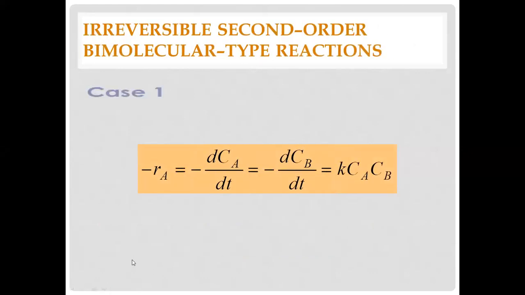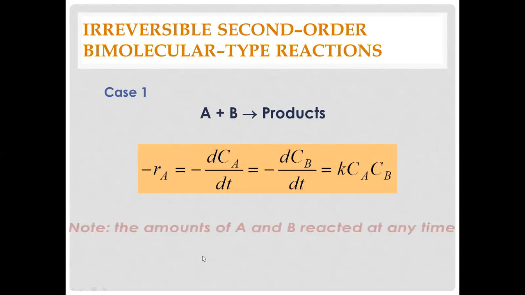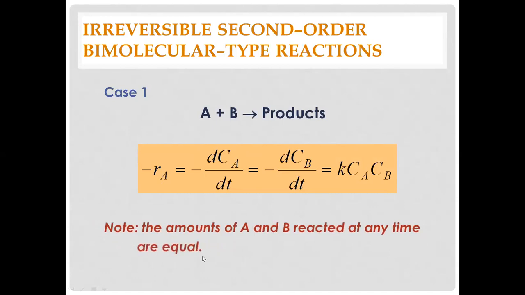Now, you can also have a second order bimolecular type of reaction in which you have a case 1, the case in which you have two species, and that your differential equation could be written in this manner. And your rate law will be negative rA or negative rB being equal to k CA CB, in both cases. Now for this, the amounts of A and B reacted at any time are said to be equal. Now I have presented to you the amounts of A and B representation.